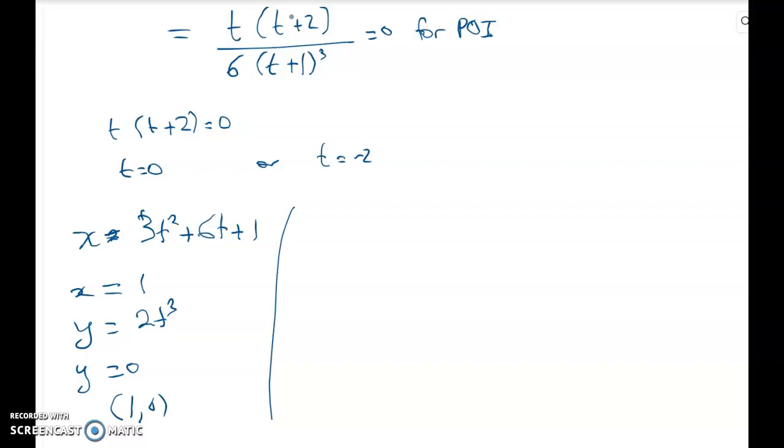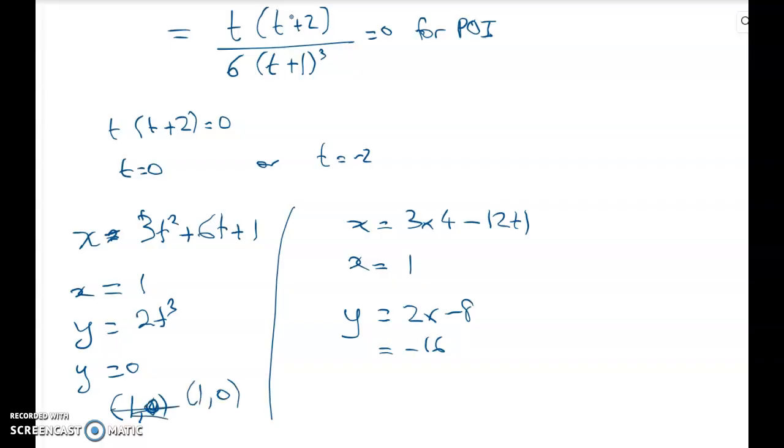Doing that same thing for t equals -2 gives me x is equal to 3 times 4 minus 12 plus 1. So this time x is 1 and y is equal to 2 times -8, which is -16. So my 2 points are (1, 0) and (1, -16).